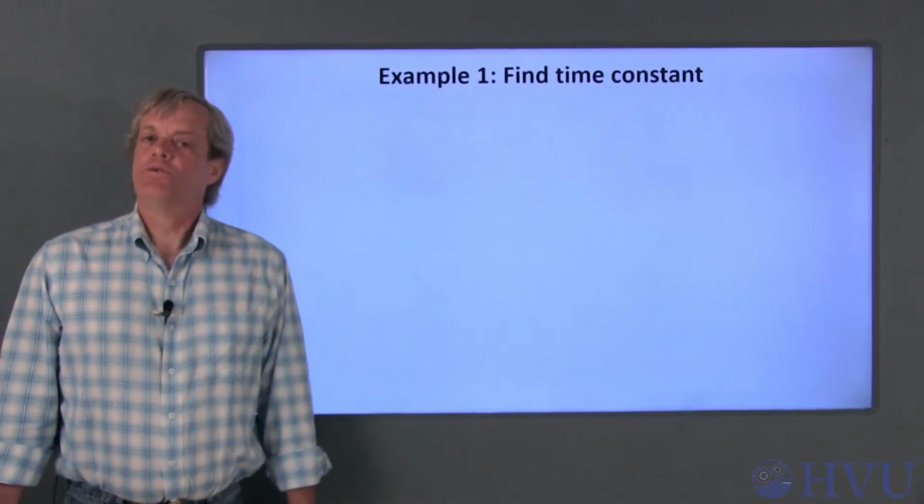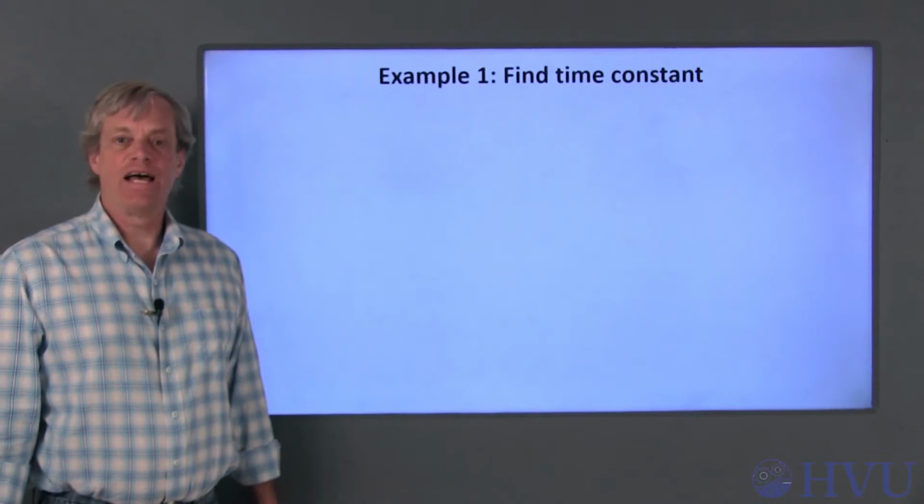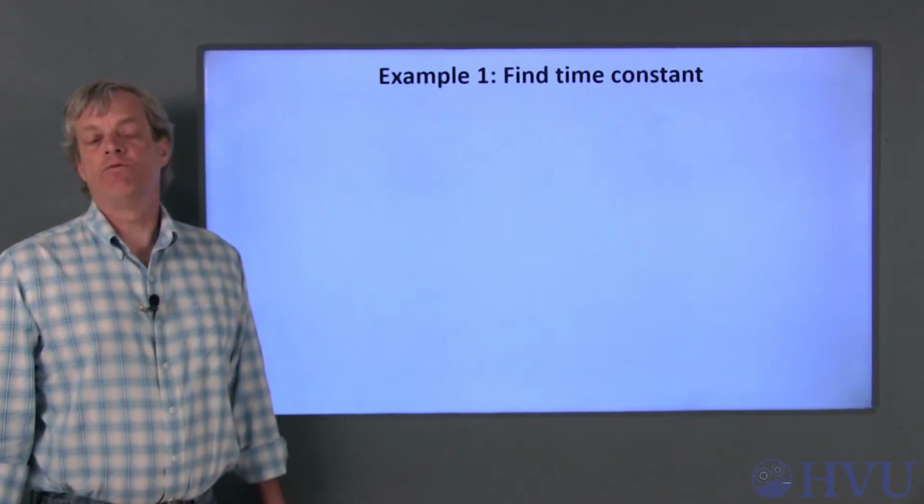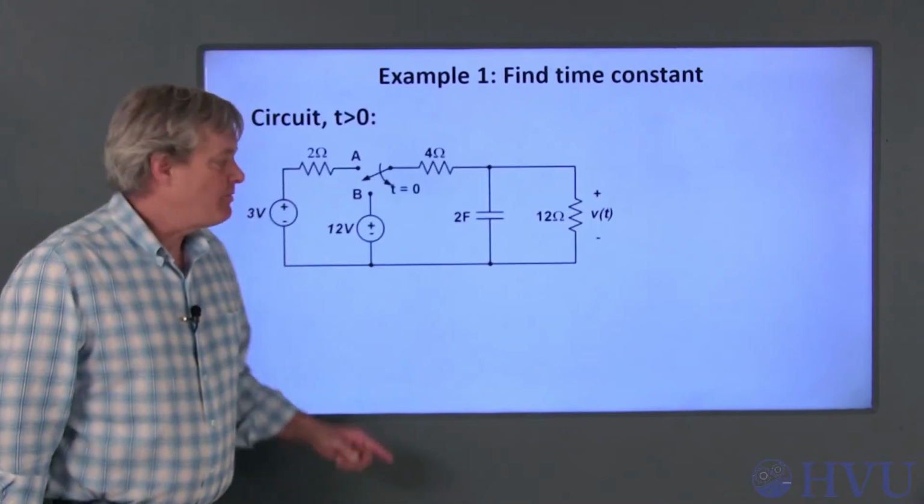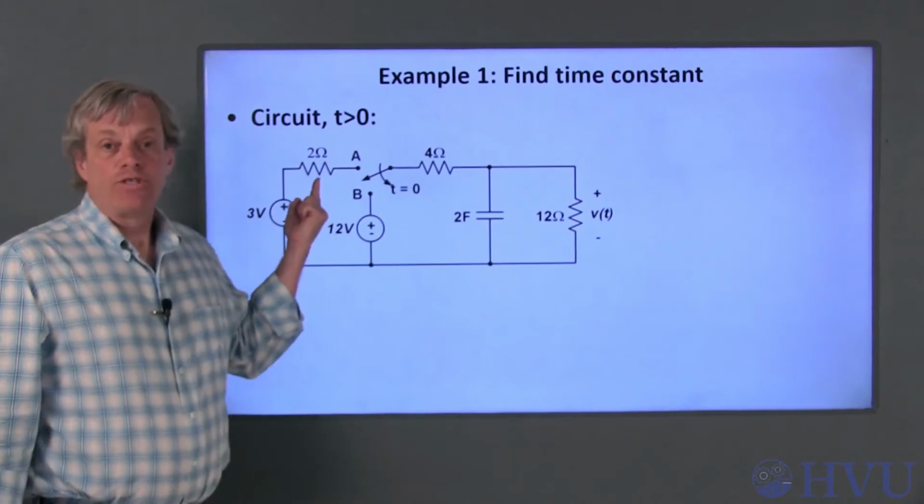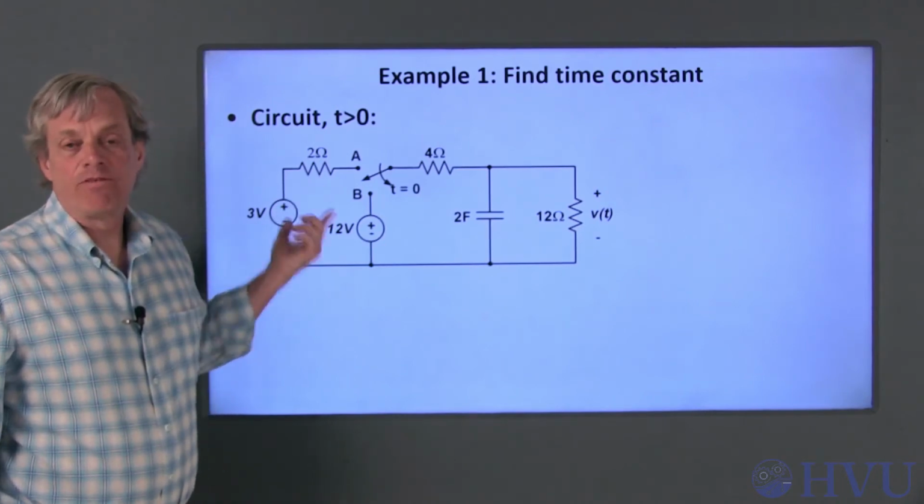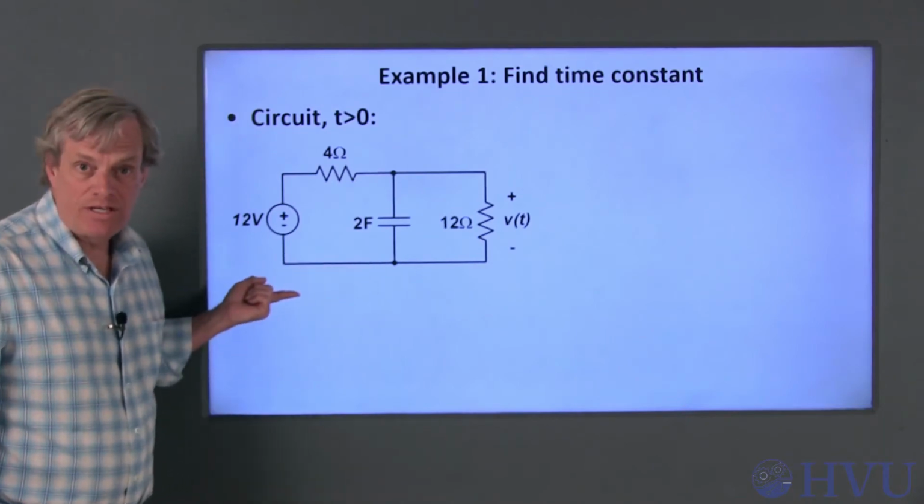The next thing I do will be to determine the time constant. Since we're finding the capacitor voltage for time greater than 0, the time constant we want is a property of the circuit for time greater than 0. For time greater than 0, the switch is in position B, and the 3-volt source and the 2 ohm resistor are disconnected from the circuit we're interested in. So this is the circuit for time greater than 0.